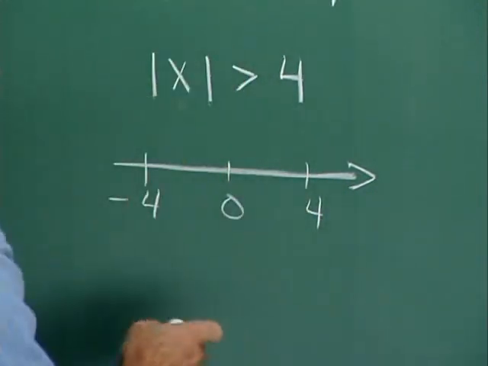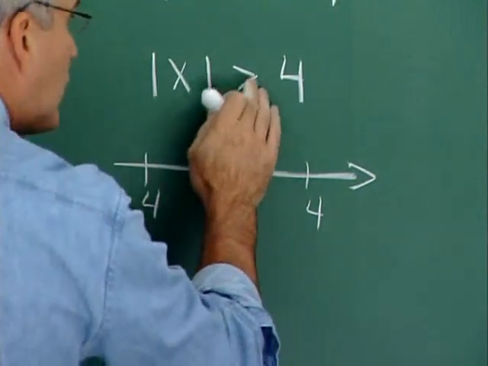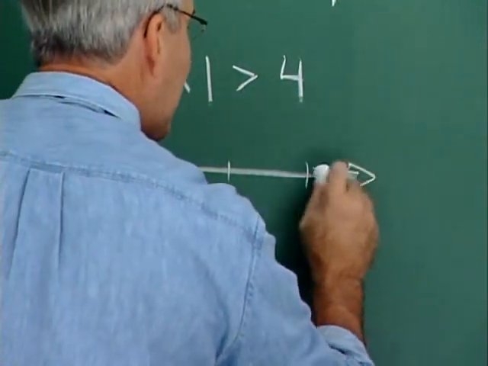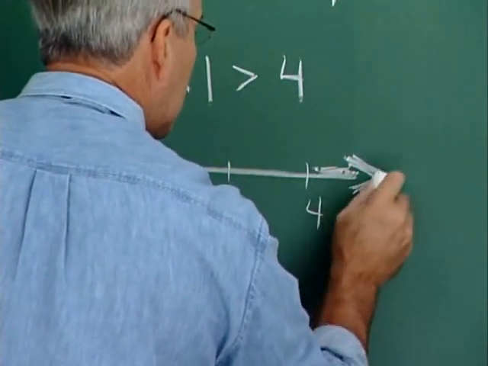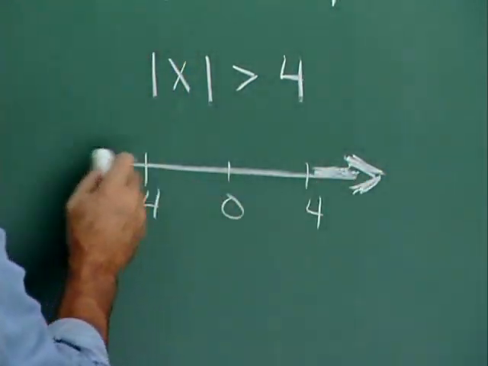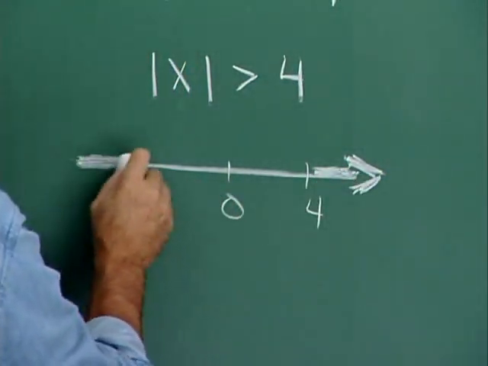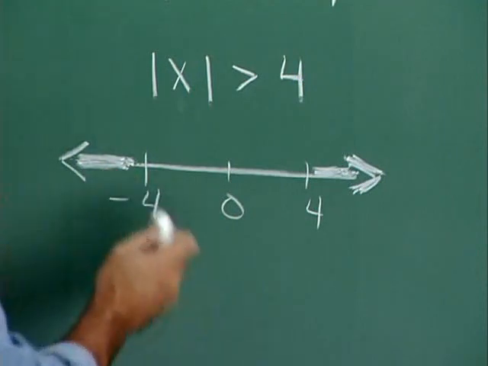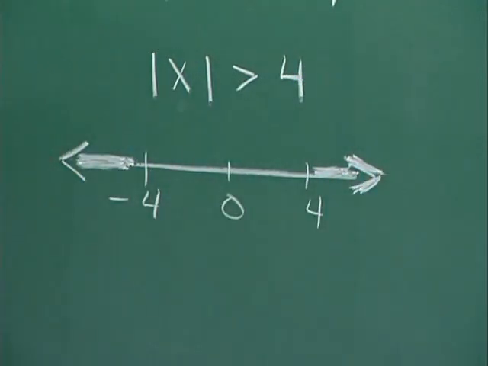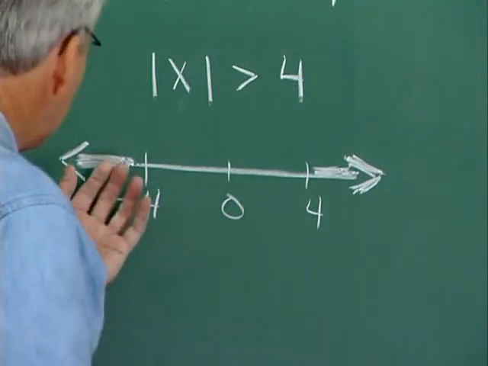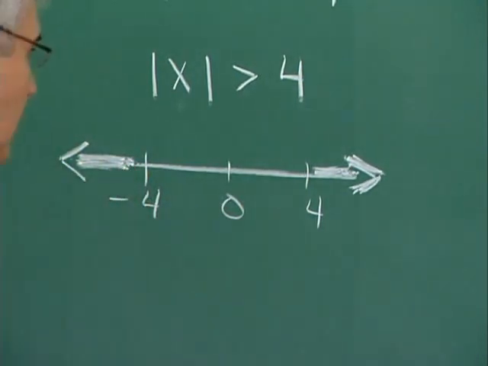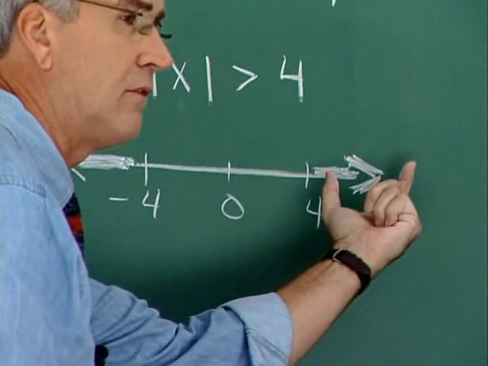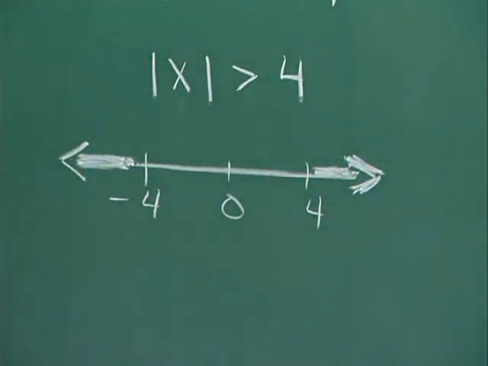Should have put a 0 here. Anyway, the distance is greater than 4, so that distance could be out here, or the distance could be out here. But the distance is greater than 4 for all of these x values and for all of those x values. So the solution to this would be the numbers that fall in this interval and the numbers that fall in that interval all together in one big set.